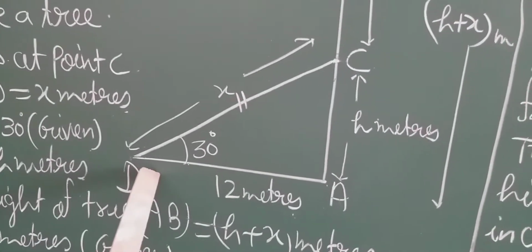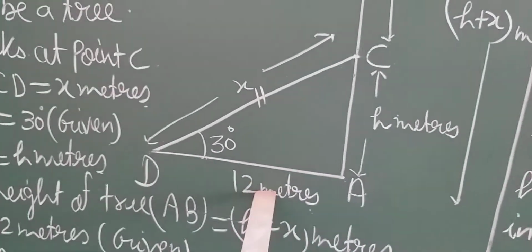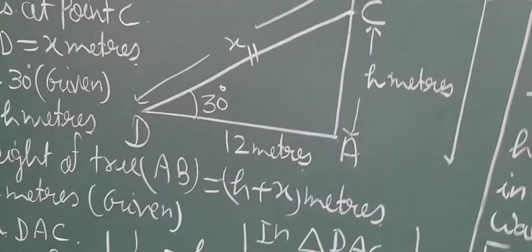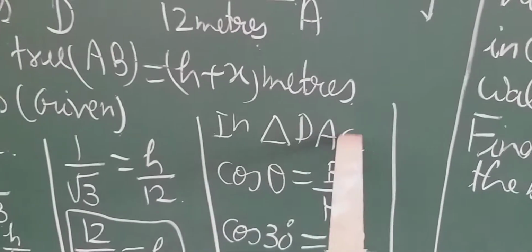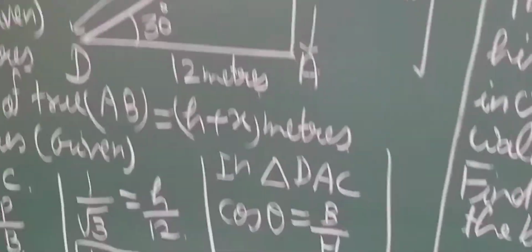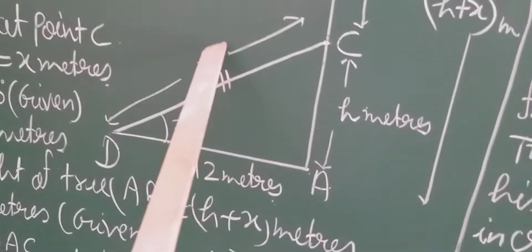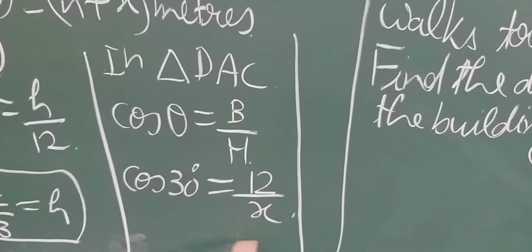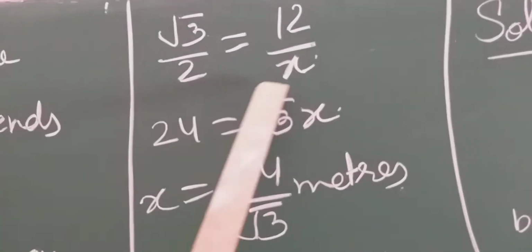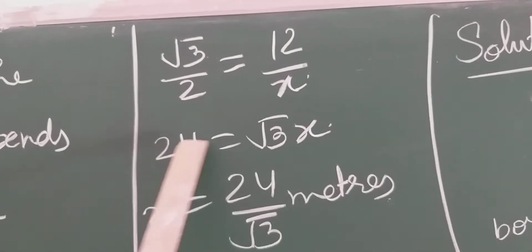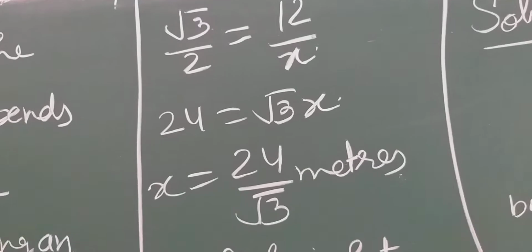So we are going to take cos theta, because base upon hypotenuse. So in triangle DAC, cos theta equals B upon H. Theta value 30 degrees, base is 12 and hypotenuse is x. 12 upon x. Cos 30 value root 3 upon 2 equals 12 upon x. Cross multiplication, 24 equals root 3 x. x equals 24 upon root 3 meters.